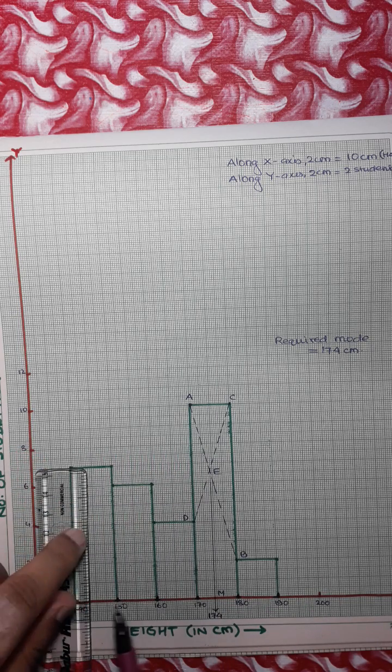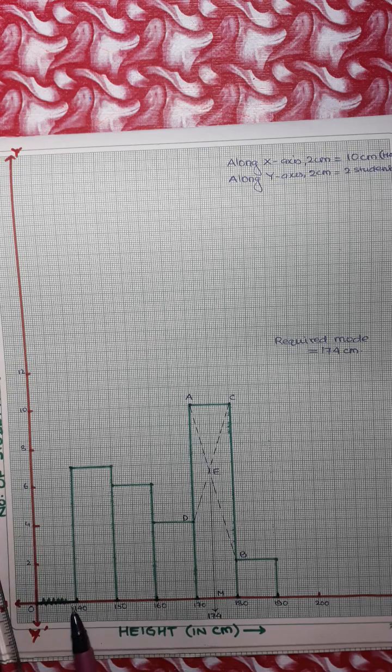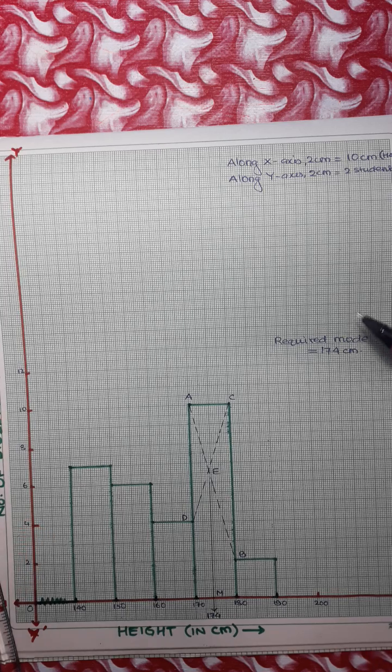In this graph, on 140 to 150 there are 10 values, 10 centimeters. Then 20 small squares is equal to 10, that means 2 small squares is equal to 1. So counting 2, 4, 6, 8, you will find that on the 8th division it will intersect. So 8 means 4 plus 170 is equal to 174. So the required mode is 174 centimeters.